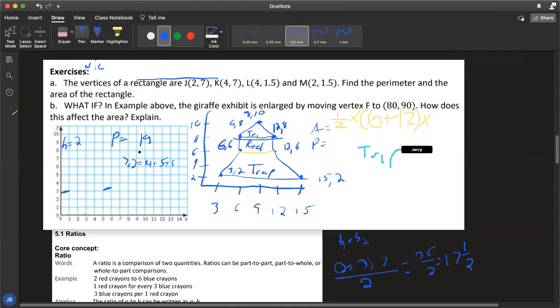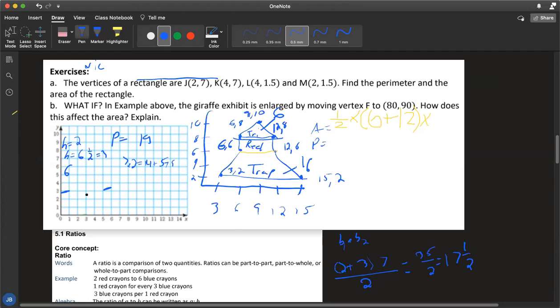So here, we'll go through this kind of quick. The triangle has a height of 2 and a base of 6. So half of 6 is 3, and 3 times 2 is 6. The triangle has an area of 6. I think the trapezoid is 16. 16, you think? Yeah. All right.